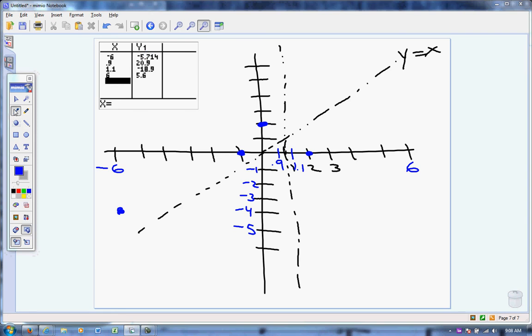Okay? And I know that positive 0.9 has a value of 20.9, so I'm way up here someplace. Okay, actually off of my graph. And positive 1.1 on the other side of the asymptote is way down here someplace at negative 18.9. And the value for positive 6 is up at 5.6. You know, this point is 6, 5.6.